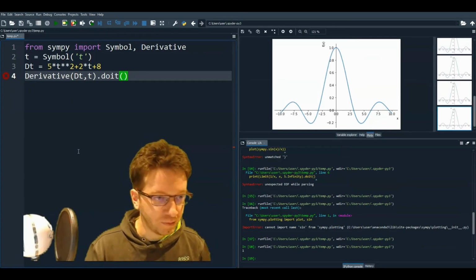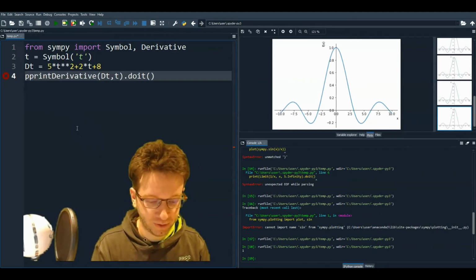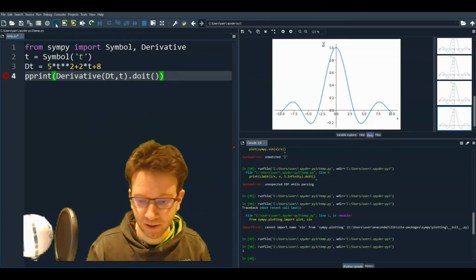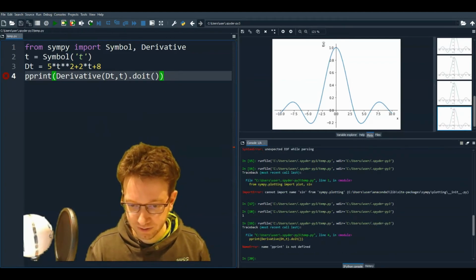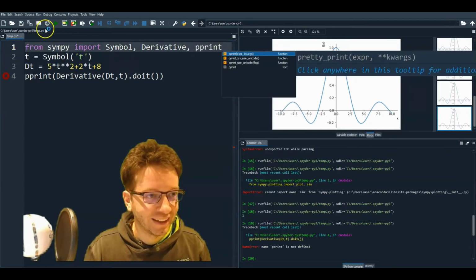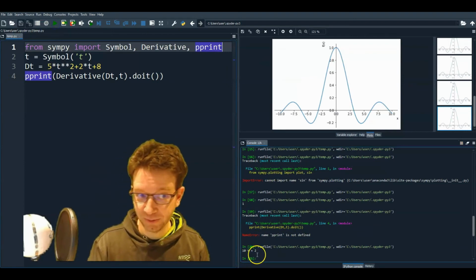Okay, so that'll work. It won't print anything though, so to get it to print, let's do a pretty print there. So pretty print that whole thing. And when we do that, we hit run. Oh, I forgot to define pretty print. All right, so pretty print, run. There we go, 10t plus 2.